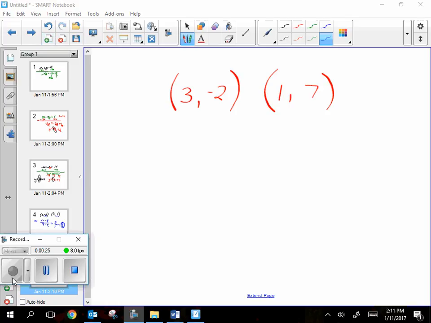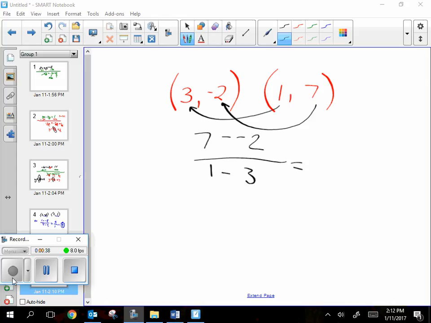All right, so it's 7 minus -2. A little weird, but true. 7 plus 2. And then 1 minus 3 on the bottom. Final answer, 7 plus 2 is 9, over 1 minus 3 makes -2. 9 halves, and it's negative. Raise your hand if you had that one right. All right. Good. So that's slope.